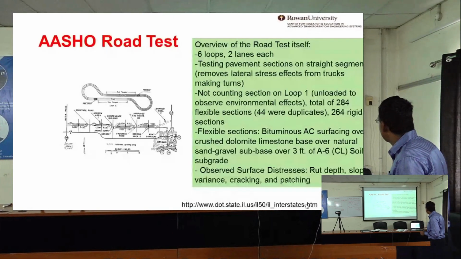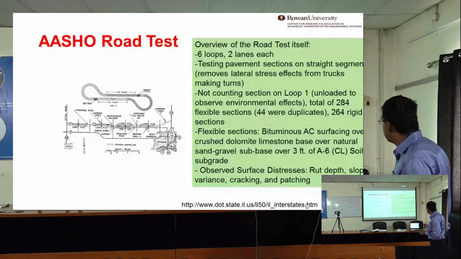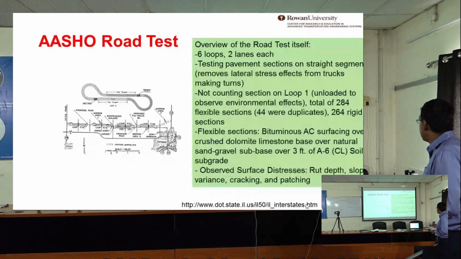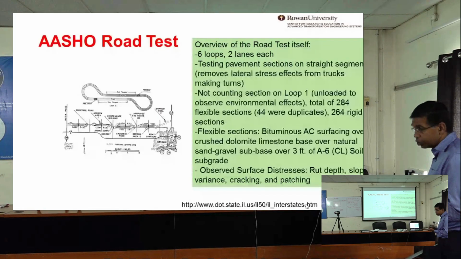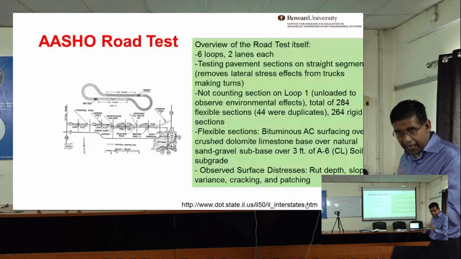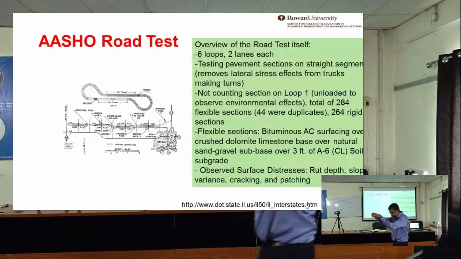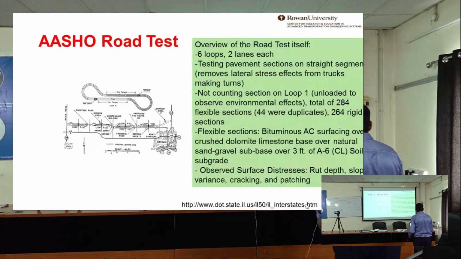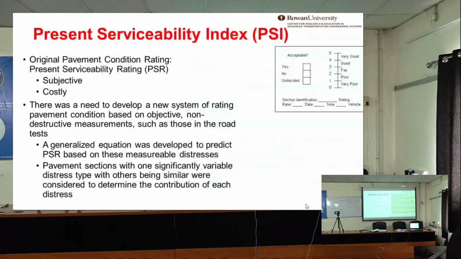A total of 284 flexible sections, 44 were duplicates, and 264 were rigid sections. Flexible sections were bituminous AC surfacing over crushed dolomite and limestone over natural subgrade, and the distresses observed were rut depth, slope variance, which is the IRI that I explained to you with the 2 points and the change. That's the old version of IRI. Then cracking and patching. These were the things that were measured in Illinois.